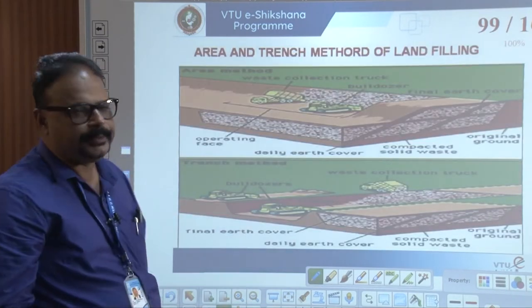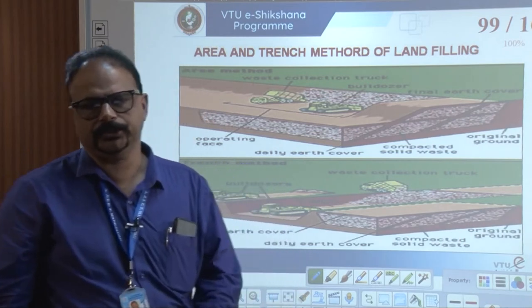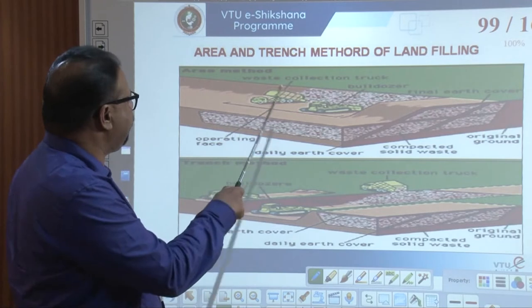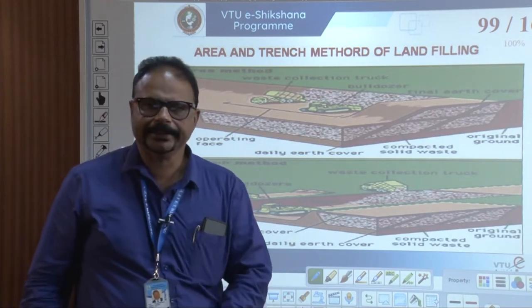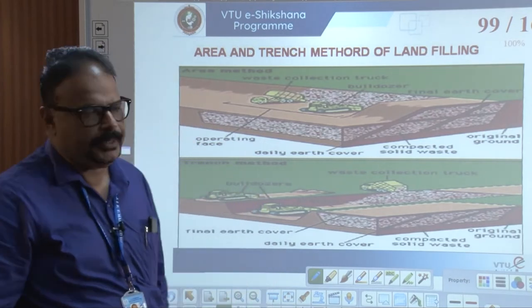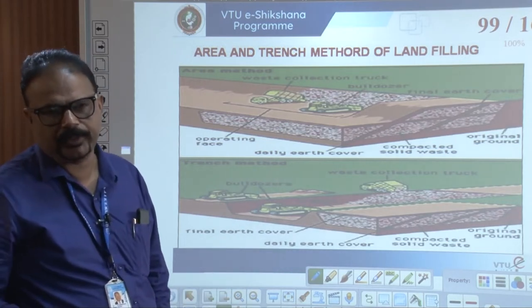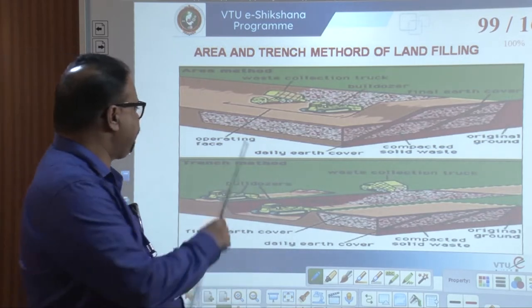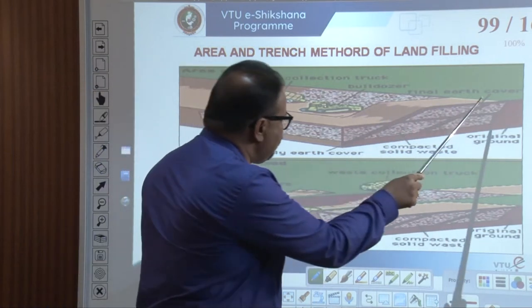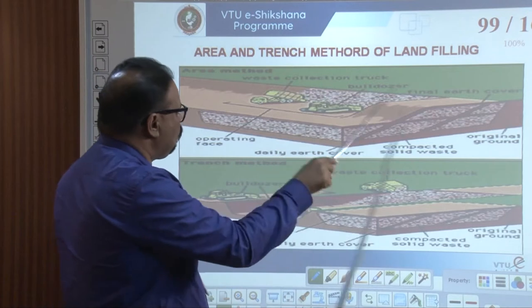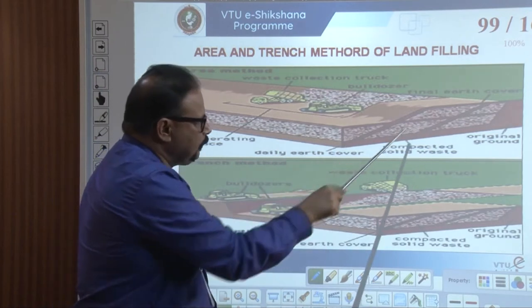There are three types of landfilling. One is the area method, another is the trench method, and another is the canyon method. Three types of landfilling. In the area method, it is a large area where they will put the waste.